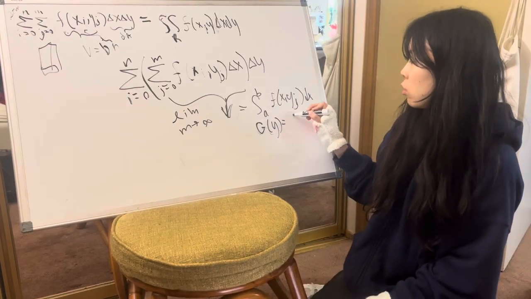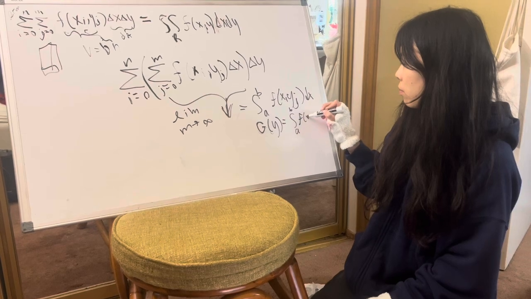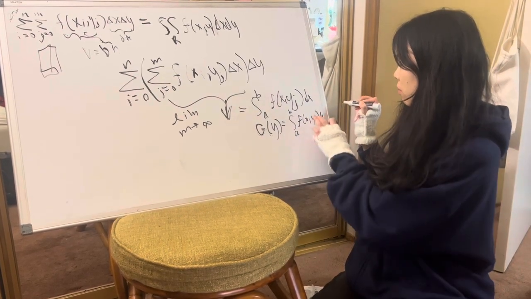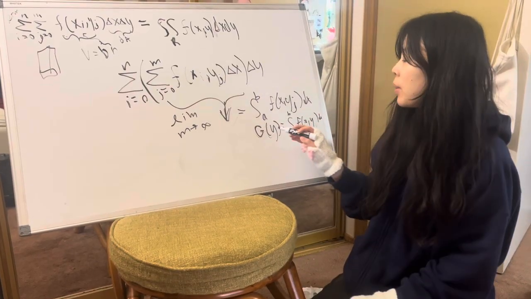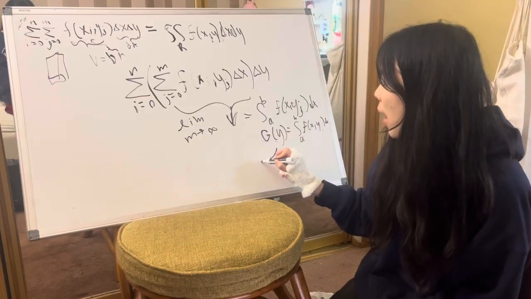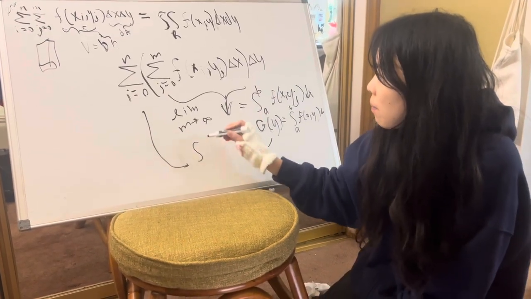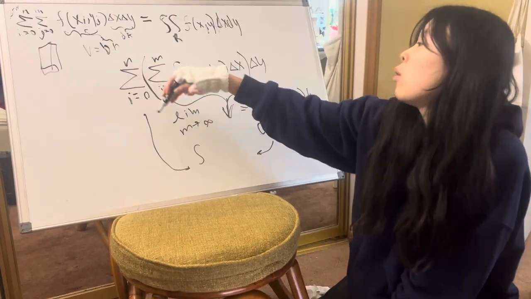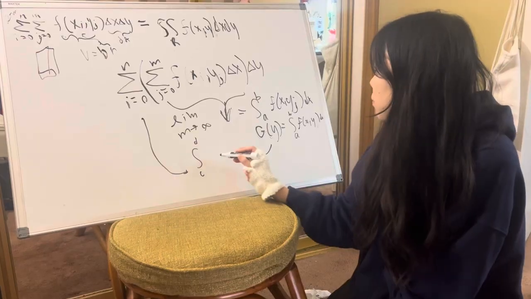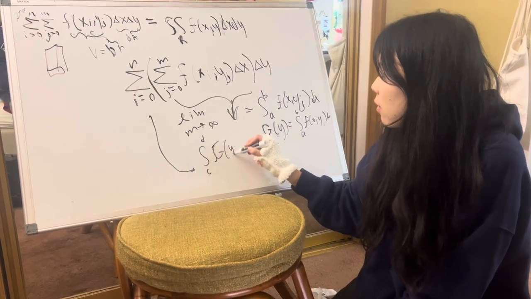is equal to this integral. And because this is a function of y, we can then put it back into this original function and say that this sigma, or this summation, becomes the integral from c to d of g of y dy.